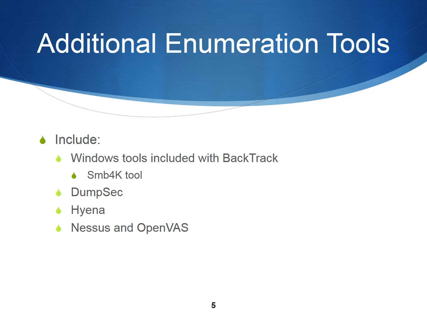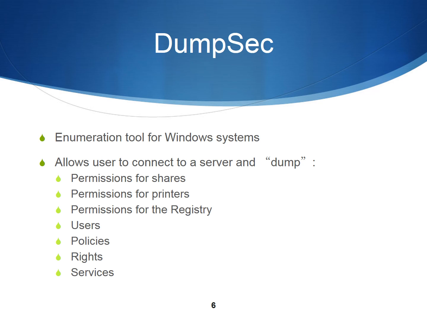Additional enumeration tools. Additional enumeration tools include Windows tools, including with Backtrack, which uses the SMB4K tool, DumpSec, Hyena, and Nessus and OpenVAS. DumpSec is an enumeration tool for Windows systems that allows a user to connect to a server and dump security permissions for shares, printers, and for the registry, as well as the ability to dump users, policies, rights, and services.